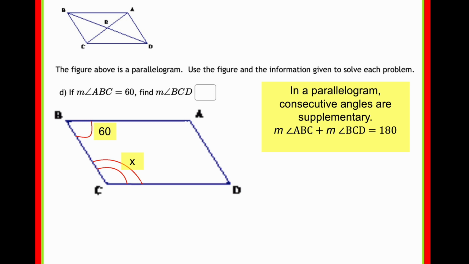So in order to solve for x, we're going to subtract 180 minus 60, which is 120 degrees, because 120 plus 60 is equal to 180.